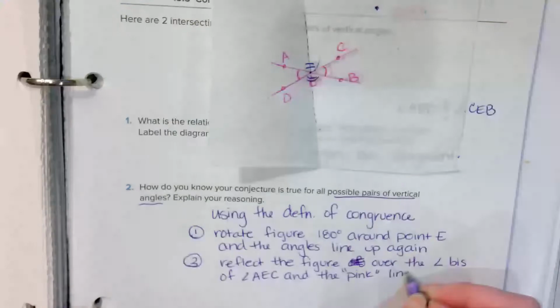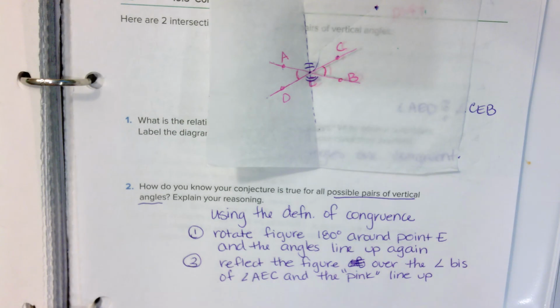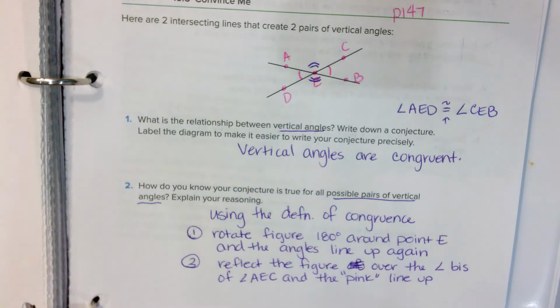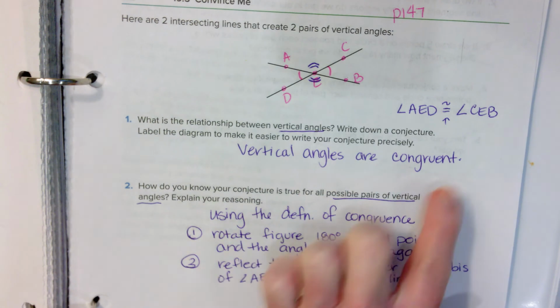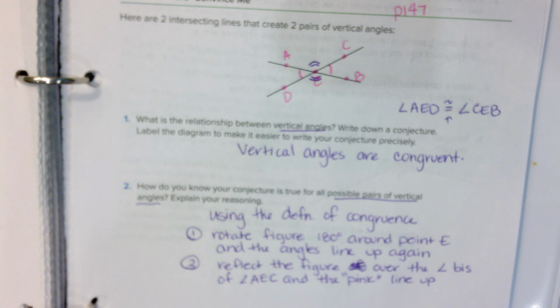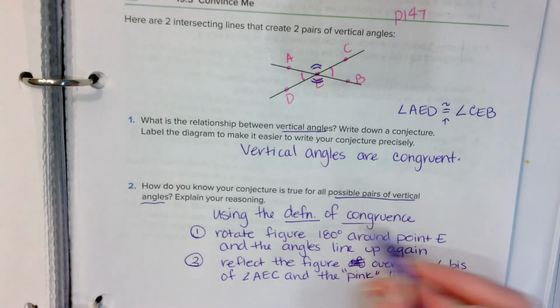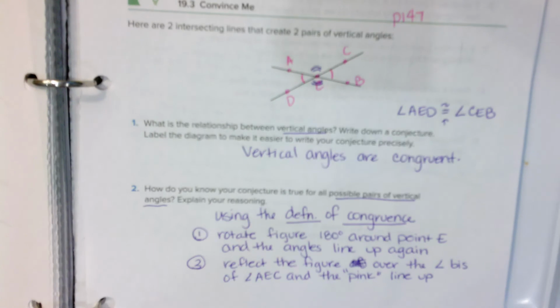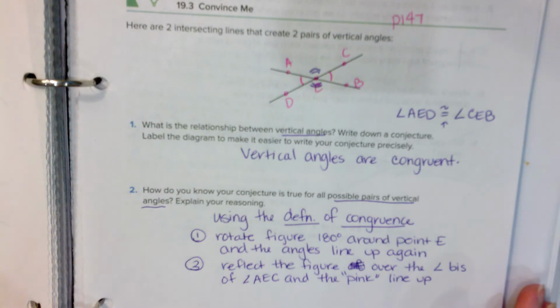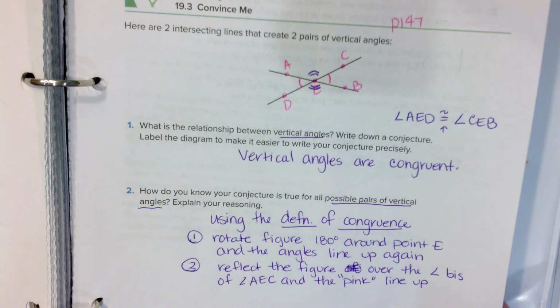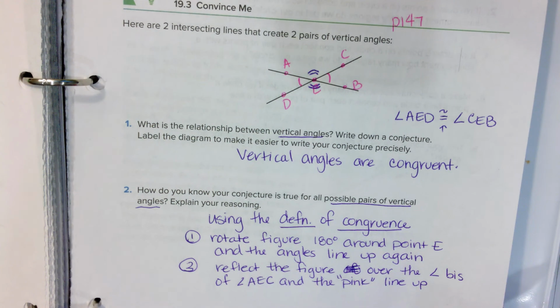I could do it the other direction to show my purple ones do as well. So I've proven my vertical angles are congruent by using my rigid motion transformations. That is the definition of congruence with our lesson 10. So let's take a look at doing these transformations in our practice problem number 2.